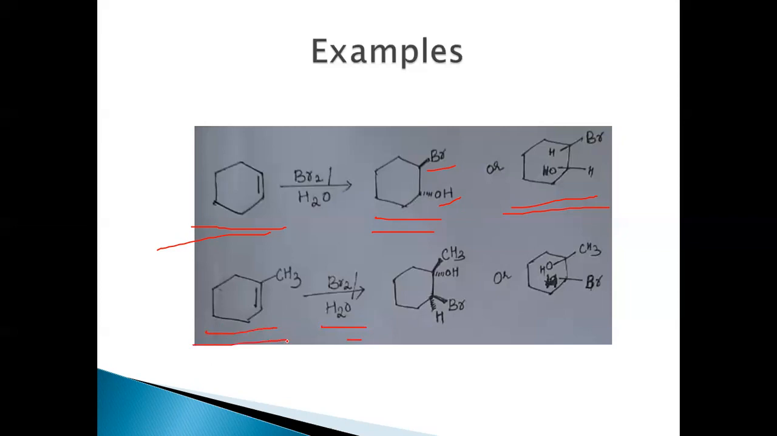When Br2 in the presence of water is added to this methyl substituted cyclohexene, we get this product. We can see this Br and OH again are added in the anti-position. And this OH, when we observe, is going to the carbon with fewer hydrogens. So it is following Markovnikov's rule, which says that the negative part of the addendum goes to the carbon with fewer hydrogens. This OH is acting as a nucleophile in the second step, and it attacks the carbon with fewer hydrogens here.